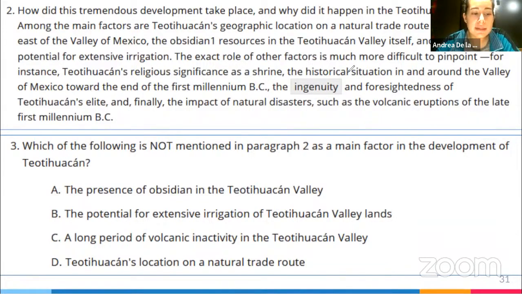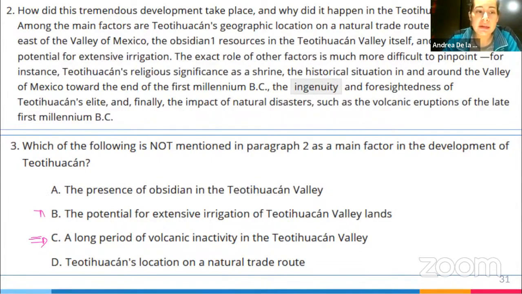All right, Henry says option C, a long period of volcanic inactivity in the Teotihuacan Valley. Evelyn says B, and Ricardo says C too, okay? Okay, guys, we have one more. Wendy also agrees. I think everyone is inclining towards C.